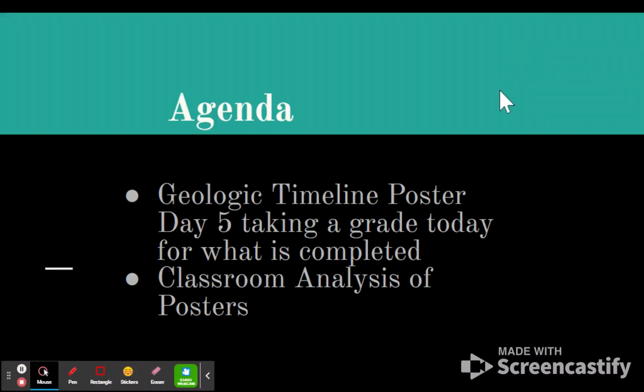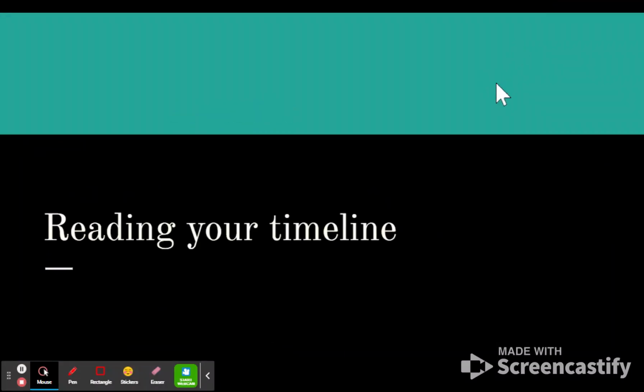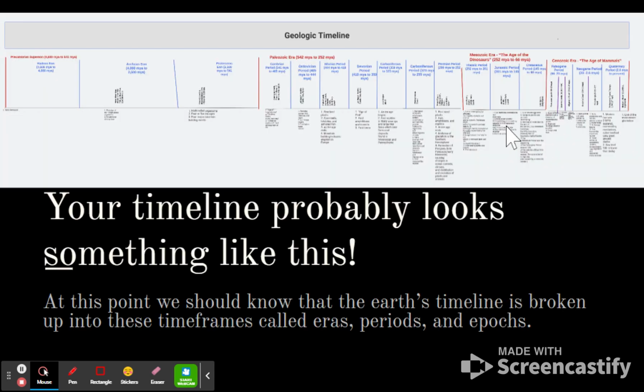Okay. So guys, today we are talking about reading your timeline. Relative to that, your skills on reading the timelines that you have made will help you get to the level 3 and level 4 questions and answer those questions. You also have a secondary opportunity to get to level 2 if you did not complete your posters today with the questions that are provided on Monday.